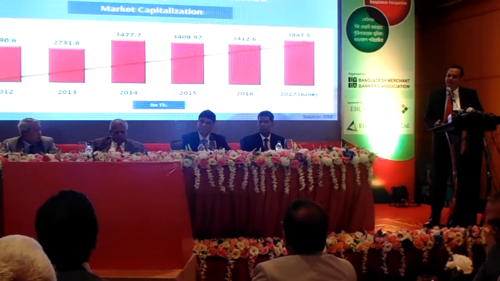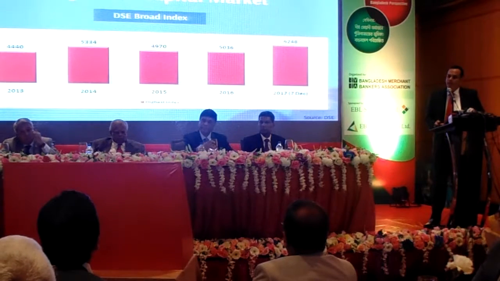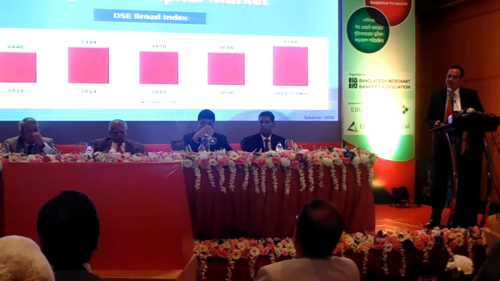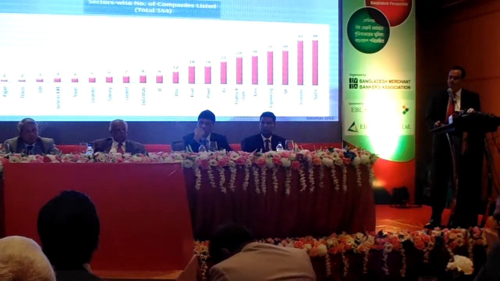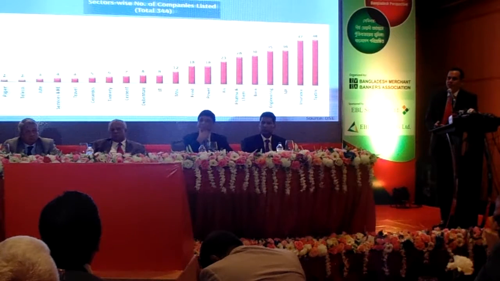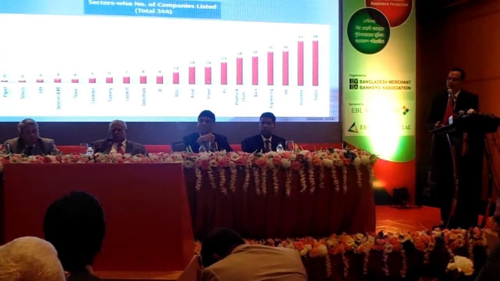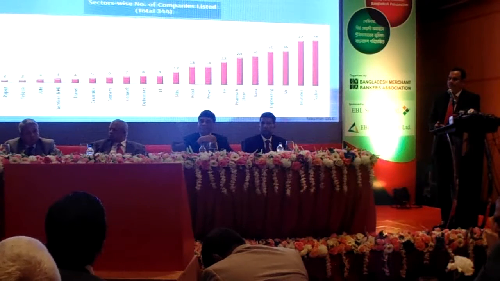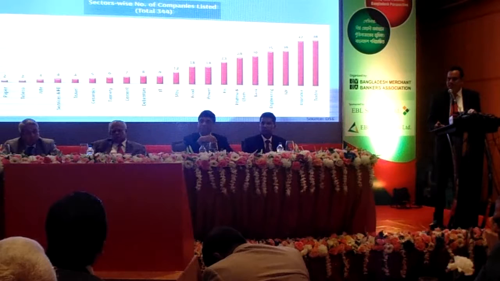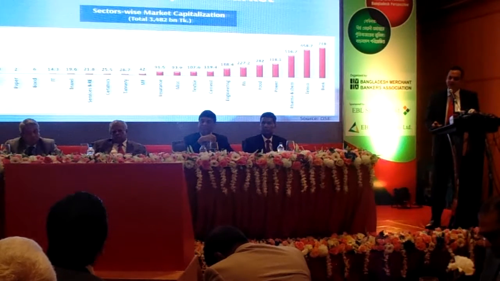Nevertheless, our market capitalization has been increasing for the last few years, and the broad index is also stable. Until this time, we have 344 companies listed in our capital market. Most companies come from the textile sector, thereafter insurance, and then engineering. But the major market capitalization comes from the bank sector.